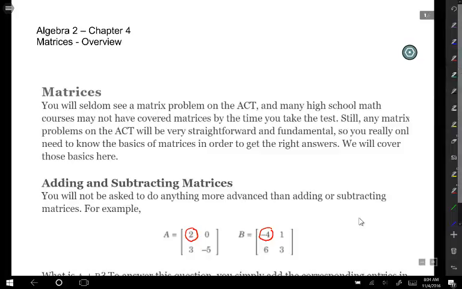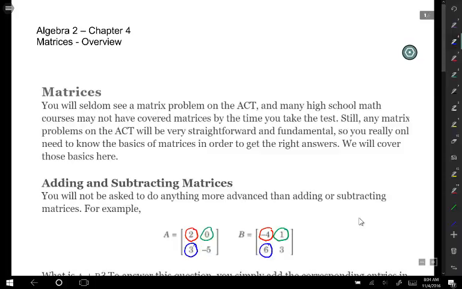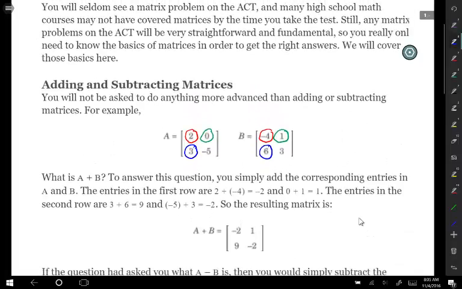-2, okay? What corresponds to the 0? The 1. What corresponds to the 3? The 6. And corresponding to the -5 is the 3. So if we asked you to add these matrices together, very simply, you're going to add each corresponding part together and get this new resulting matrix, which is -2, 1, 9, -2. Does that make sense?